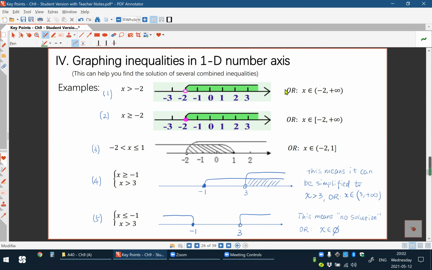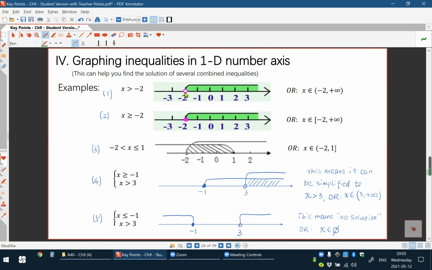Actually, we have already touched on this in our previous slides. Okay. So for example, note that this can help you find solutions of several combined inequalities, just like we did in our previous slides. Okay, here I'll only show you some examples to illustrate this.